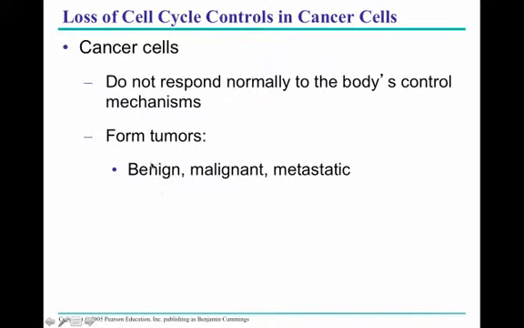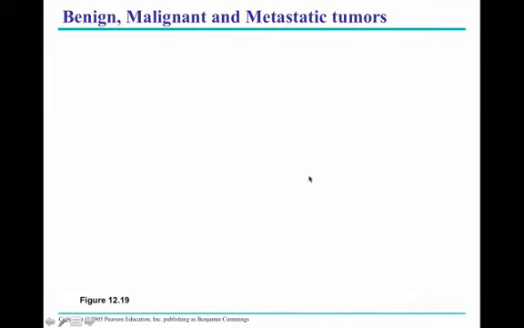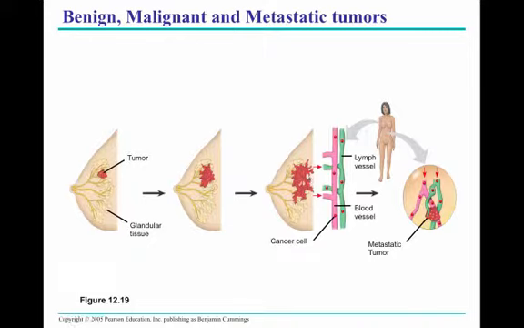Benign is really the least risky, or least deadly, if you find it early, of course. And a benign tumor can develop into a malignant tumor if left unchecked or if it is not found. And then, of course, a malignant tumor can develop into something called a metastatic tumor. And we're going to take a look at this progression of cancer by looking at breast cancer.